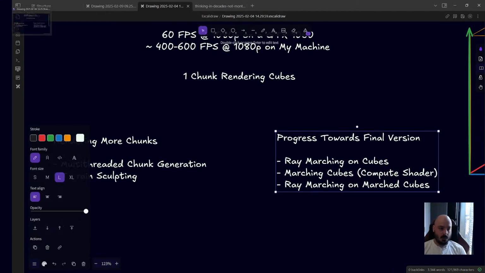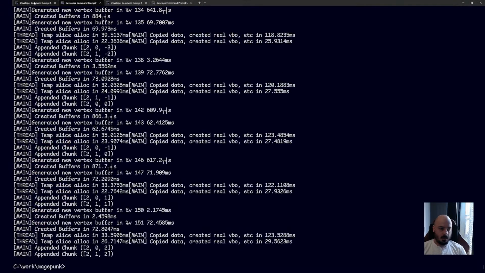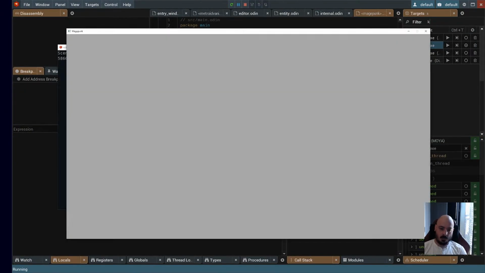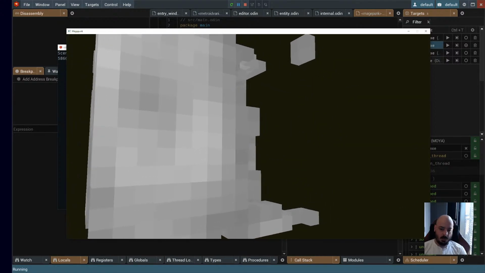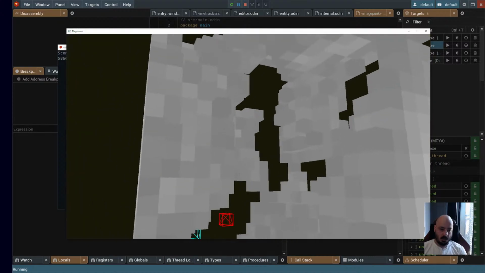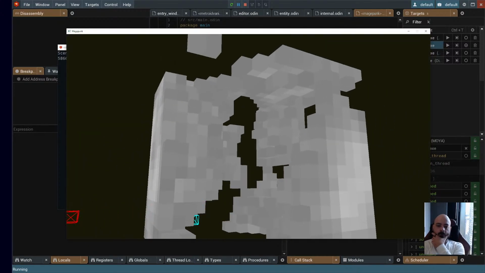So that means the next step for this is we got cubes rendering, but now we want to render something else. So maybe SDF cubes, perhaps?